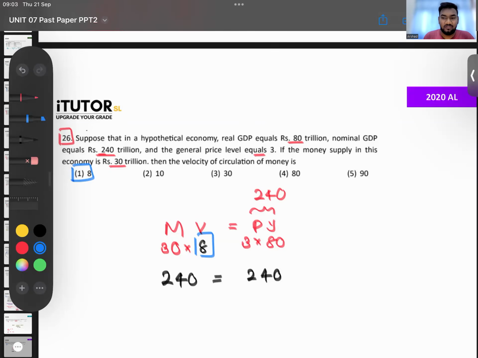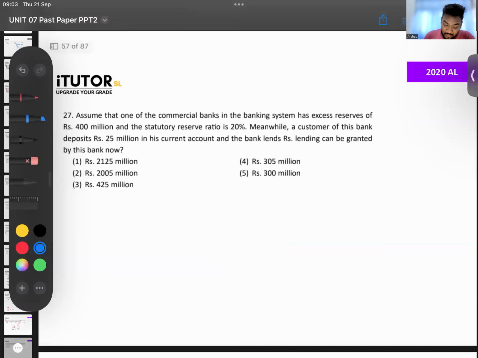MV is money supply into velocity of circulation. There is no name like that. Combination. Okay, 26. Then 27.